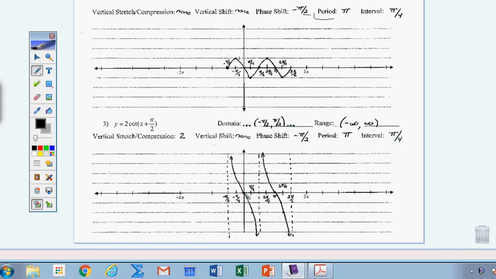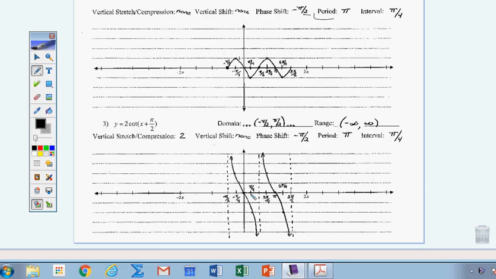So if I have my starting point, then I would just simply go over pi over 4 one way, to the left, and then I would go up 2, because instead of going up 1, I would go up 2 for my vertical stretch. Or I could go over 1 this way and go down 2 for my other one. And then we would simply repeat those.